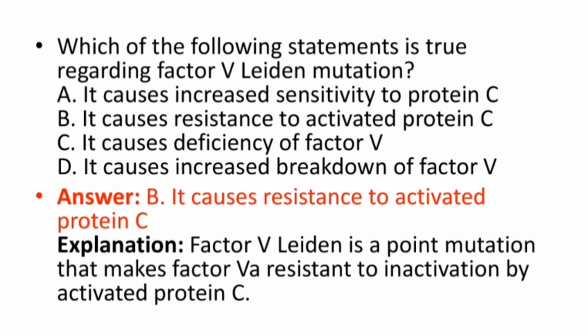Which of the following statements is true regarding the factor 5 Leiden mutation? Option A, it causes increased sensitivity to protein C. Option B, it causes resistance to activated protein C. Option C, it causes deficiency of factor 5. Option D, it causes increased breakdown of factor 5. The correct answer is option B. Factor 5 Leiden is a point mutation that makes factor 5A resistant to inactivation by activated protein C.